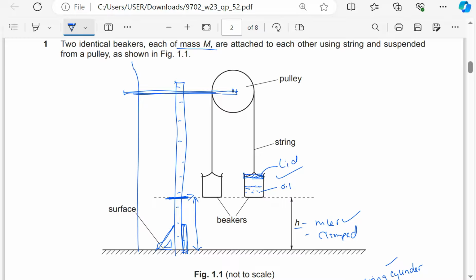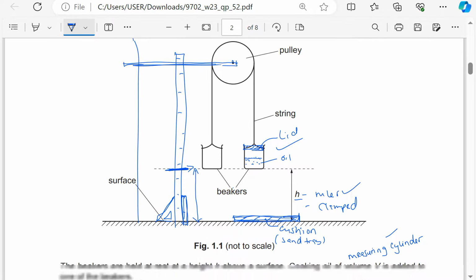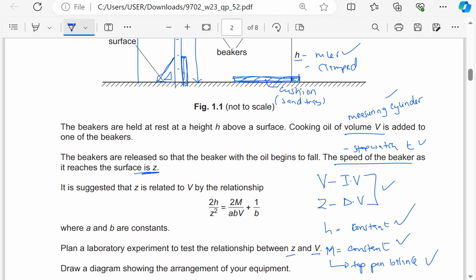And also I may need to add a cushion or a sand tray at the bottom, where the cylinder may hit. Instead of hitting the surface or the table, it may just fall on the cushion so that it doesn't deform or break. So this is a cushion, or it could be a sand tray. So all these would give you marks.